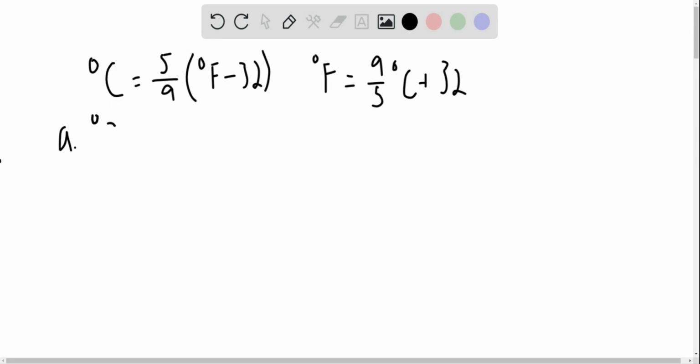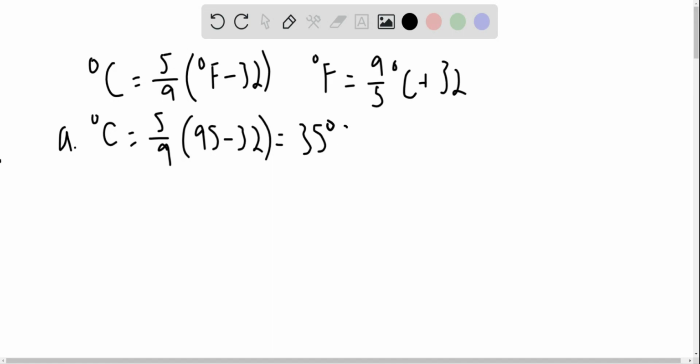So degrees Celsius equals 9/5 times 95, because that's the temperature they give you, minus 32. And the answer you should get here is 35 degrees Celsius.